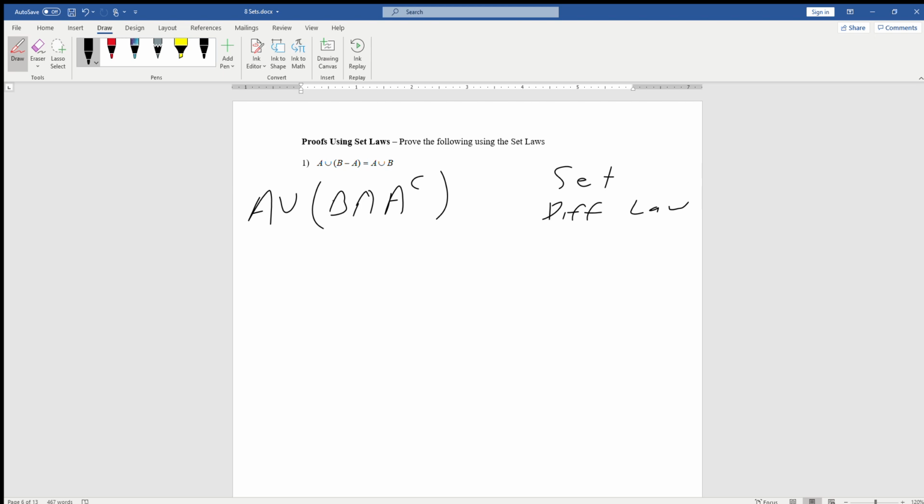The next thing we're probably going to do is utilize a distributive property. The reason we know to use a distributive property is because we see that the two set operations are different from one another. If they were the same, we'd be able to use the associative law. So the distributive property tells us that now we get (A union B) and (A union A complement). Okay, so that's our distributive property.